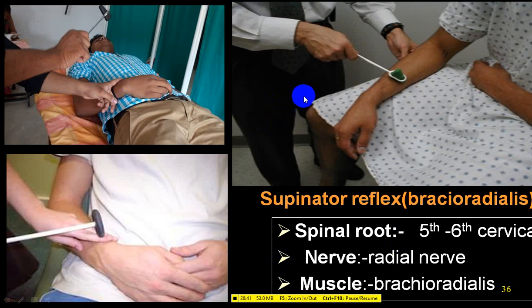For the supinator, you can give a direct tap at the tendon of the supinator, or you put a finger and tap over the finger, which is the best way. This is in sitting posture. This is in supine posture. Supine posture is always better. You keep the elbow at 90 degrees, put a finger over the supinator tendon, and give a jerk. Again, this is a sitting posture.